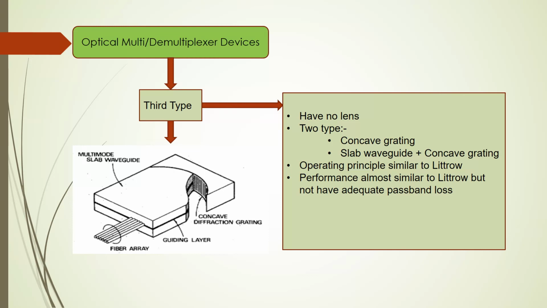And the third type is categorized into two types. One is the concave grating, and the other one is the slab waveguide plus the concave grating. And the performance of the third type is almost similar to the litho type, but it does not have adequate passband loss.